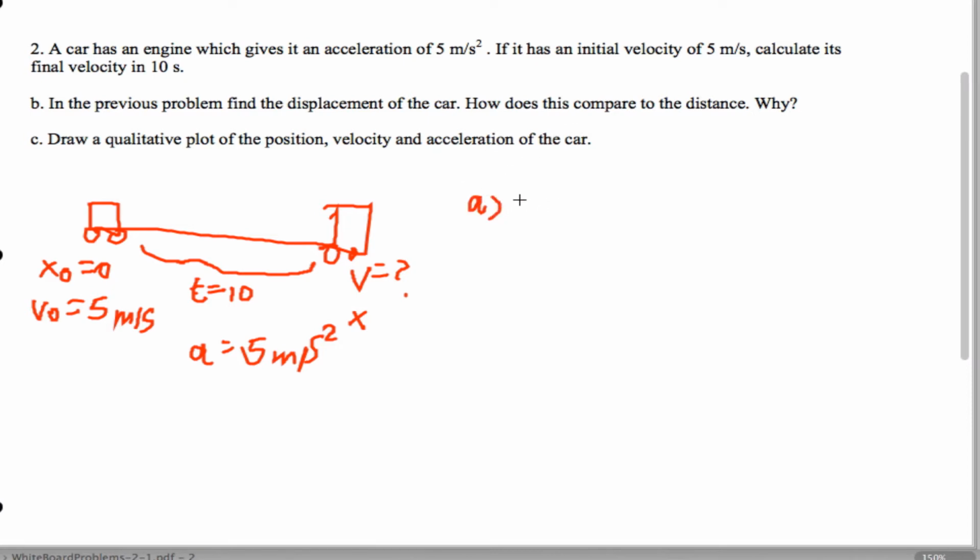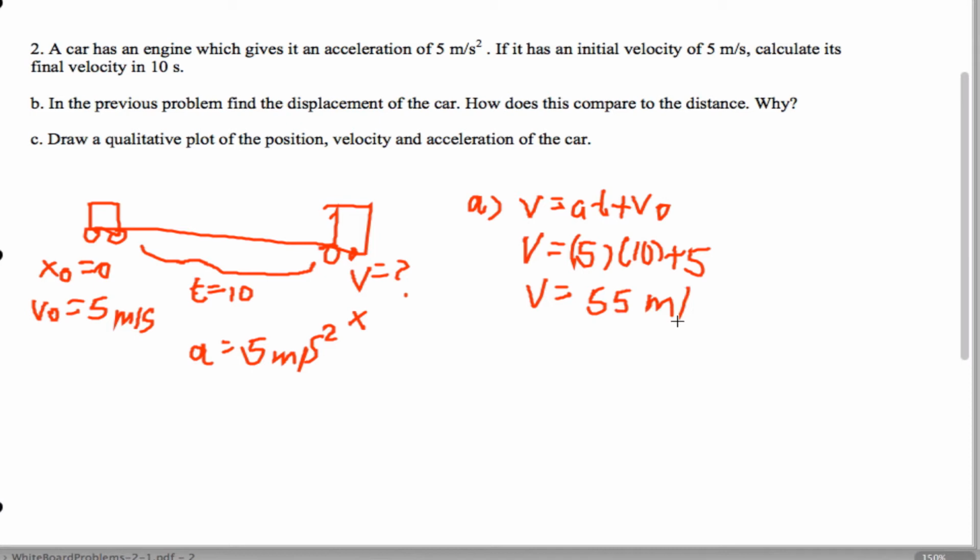To do that, let's just go ahead and use the formula. So we're going to end up getting v equals 5 times 10 plus 5. And that's going to give us a final velocity of 55 meters per second. Now for part B, we want to find the displacement of the car.